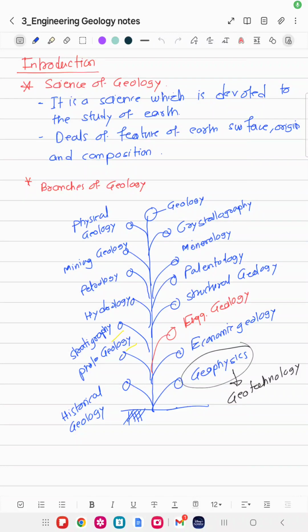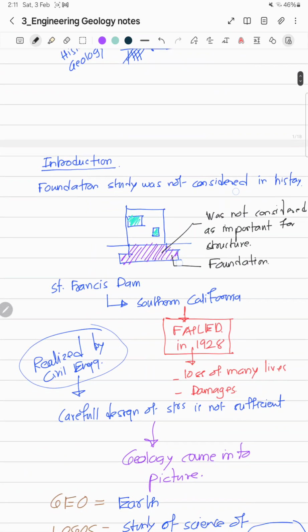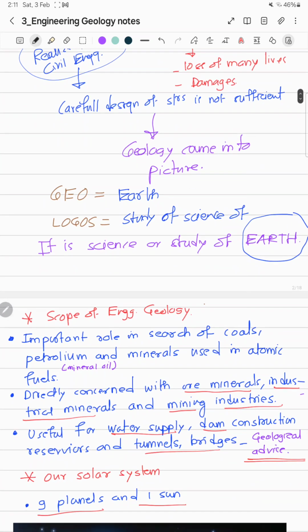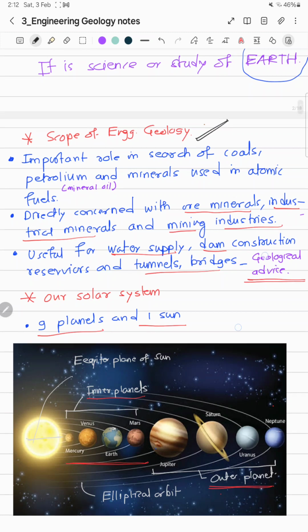We have seen the introduction of our subject, engineering geology. Then we have also discussed the various branches of engineering geology, how the subject came into picture, what is the scope of this subject, and what is the application of engineering geology.